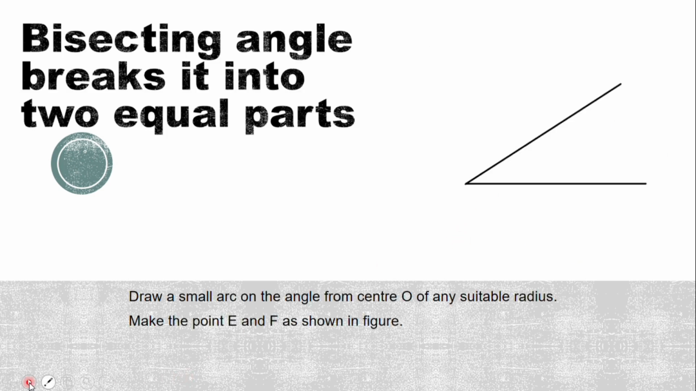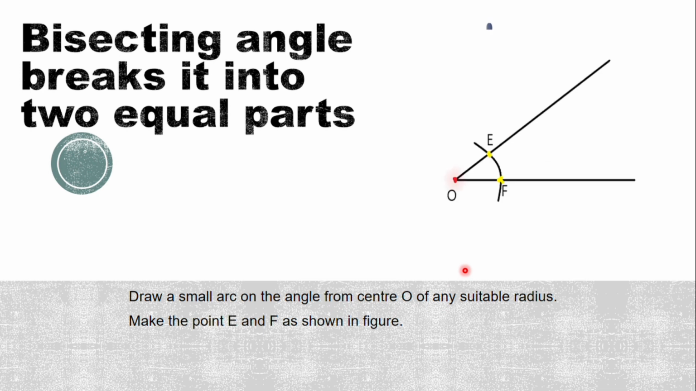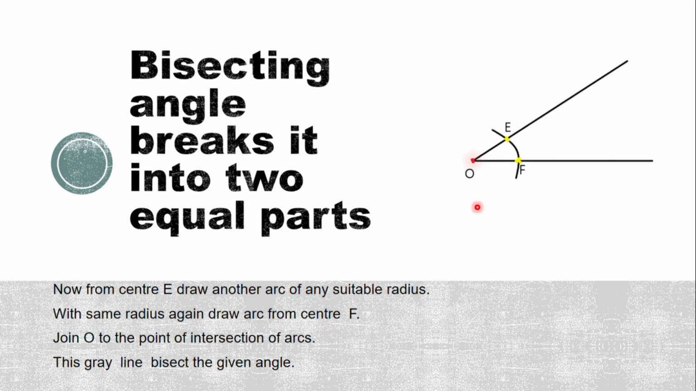Second principle is that bisecting an angle will break it into two parts. We will go through the procedure of bisection briefly. For example, if we have this angle and we want to bisect this angle, first of all we will draw a small arc on the vertex of any suitable radius like this, and then we'll name the points E and F, the points where the arc is touching the arms, and then from these points E and F we will draw further two arcs of any equal radius.